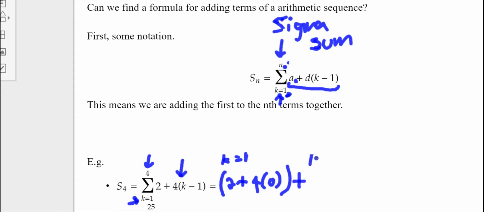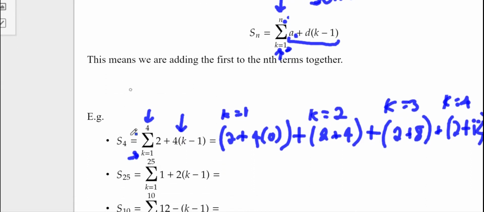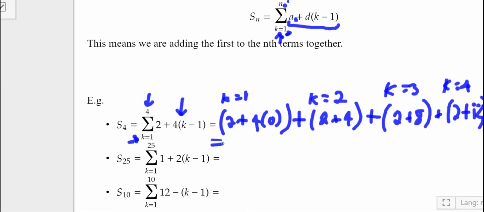Then we're going to add this to when K is equal to 2. When K equals 2, then you're going to have 2 plus 4, because it's going to be 4 times 1. And then after that, we're going to have 2 plus 8. And finally, 2 plus, what do we have? 4 times 3, which is going to be 12. I don't know if we can see that properly. So what is this going to equal? We get 2 plus 6 plus 10 plus 14.